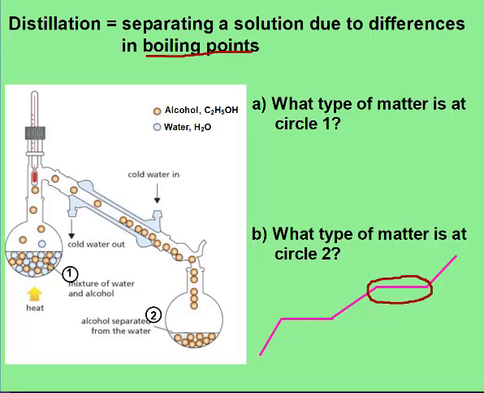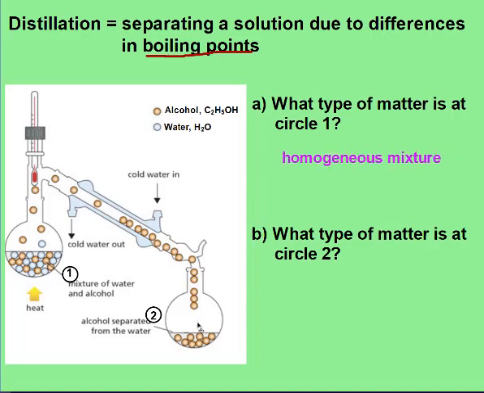So go ahead and pause the video and answer questions A and B on your own. Restart when you have your answer. So over here, we talked about it was a solution. Those are pretty evenly distributed, and it's alcohol and water. And so that would be a homogeneous mixture.